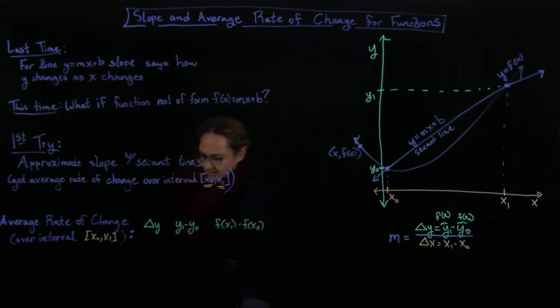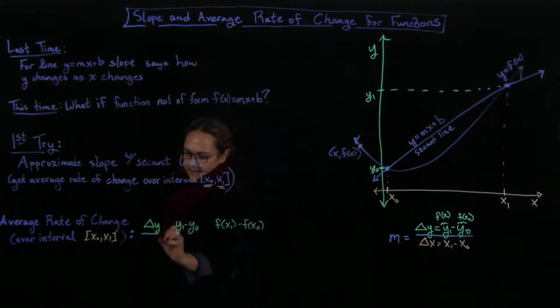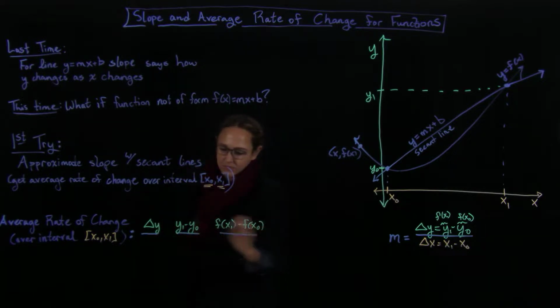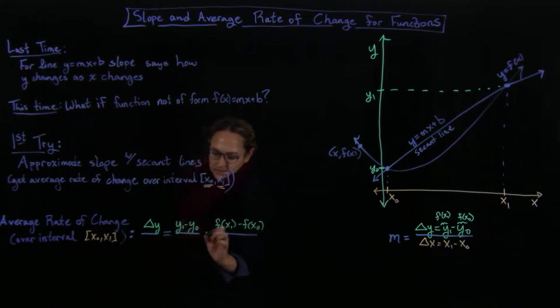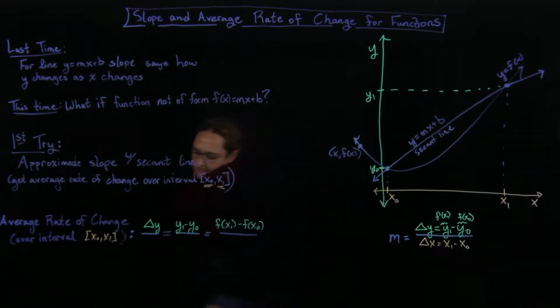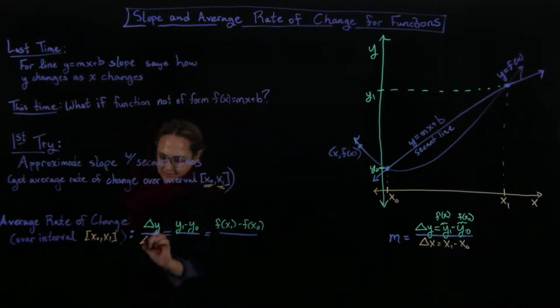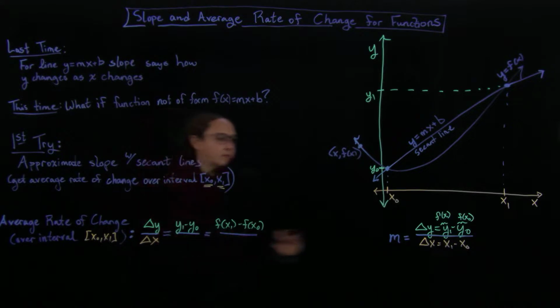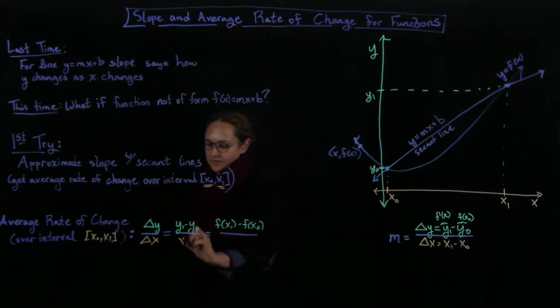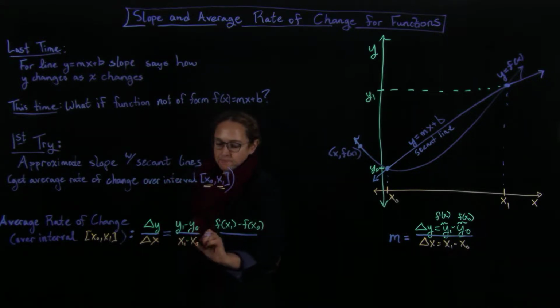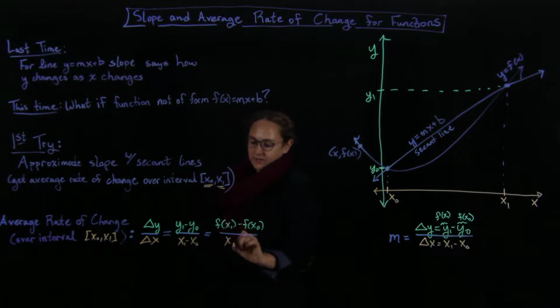I'm just going through and dividing each of these. These are all equal to the same thing, so we just have some equalities here. And then we have delta x, which is just x1 minus x0, and that's just x1 minus x0.